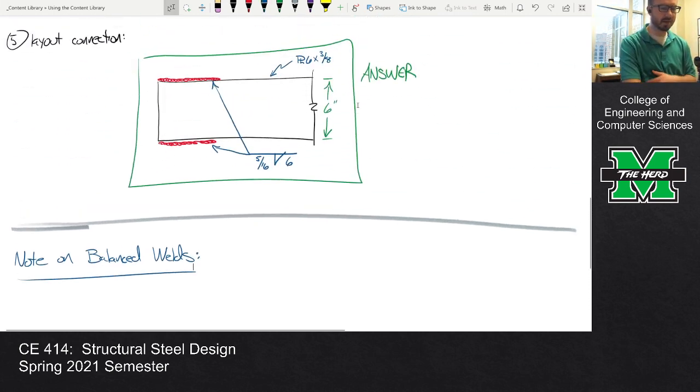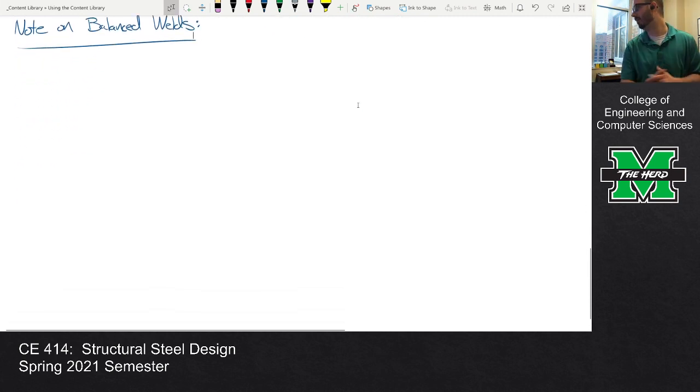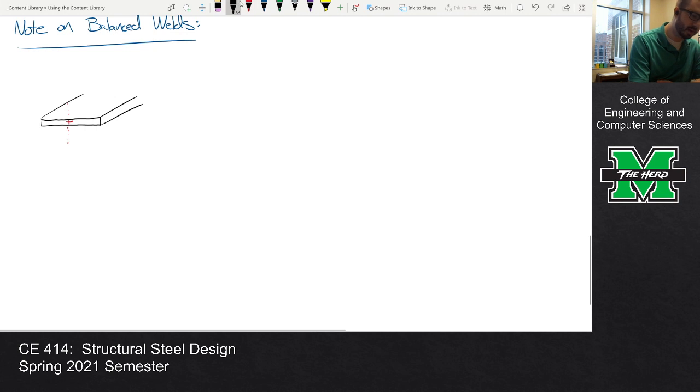What we just did up here, this right here, this is a balanced weld. Okay, here's why. So if I have a plate, where is the centroid of that plate? Well, it's right there, right? It's right down the middle. So if the centroid runs right down the middle, then placing half the weld here and half the weld there, like that makes sense, right?